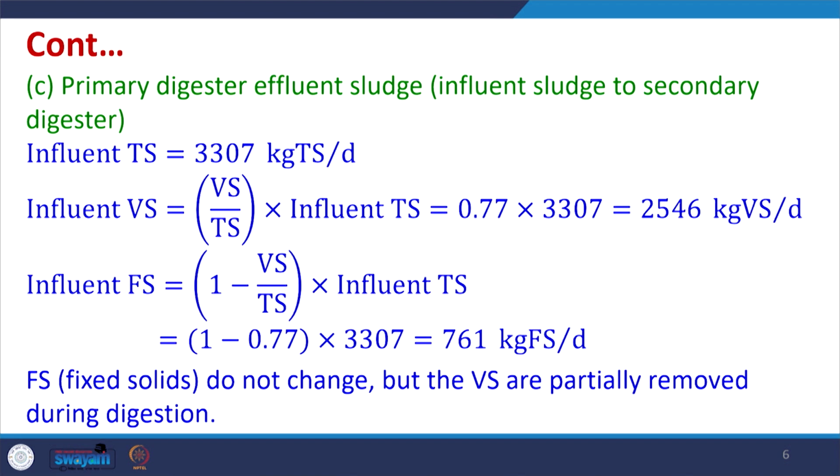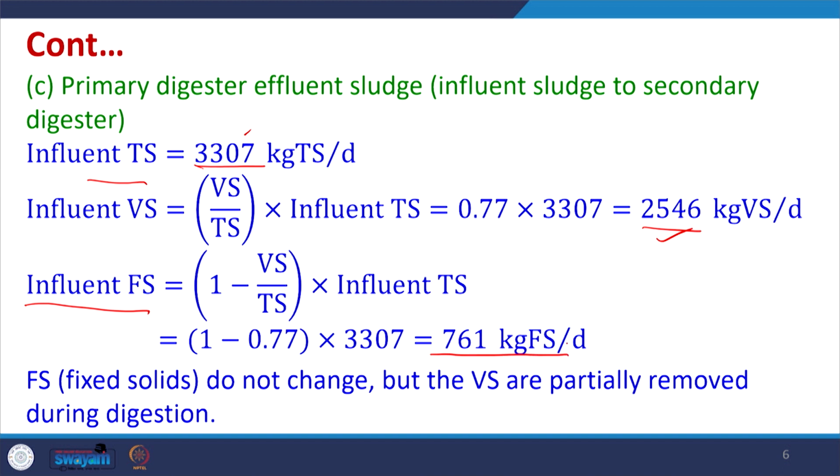Now, the primary digester effluent sludge is the influent sludge to the secondary digester. So, influent TS is 3307. Now the influent VS is 0.7 of that. The influent FS, that means the fixed solids, we have to get by subtracting this fraction out of this. So, this fraction is coming out to 761.